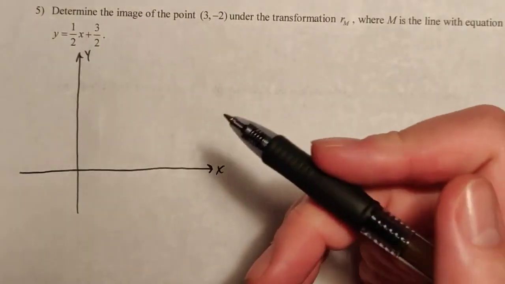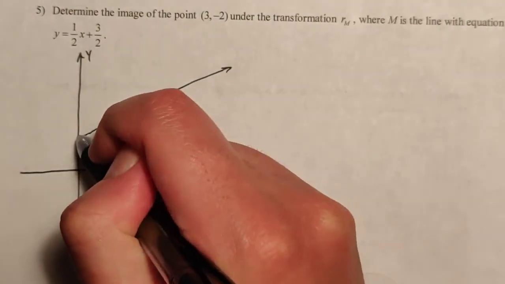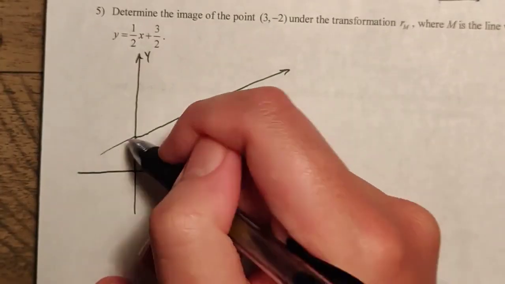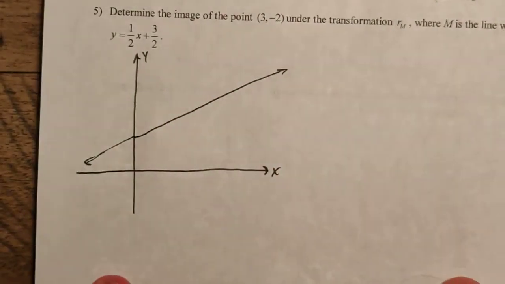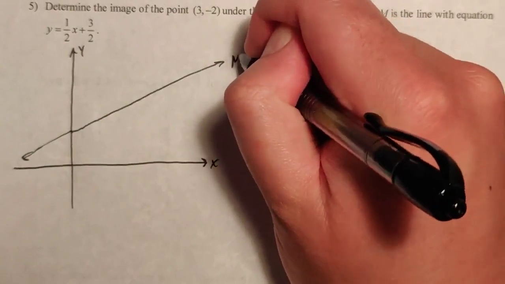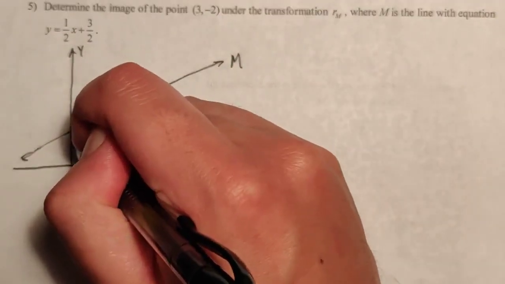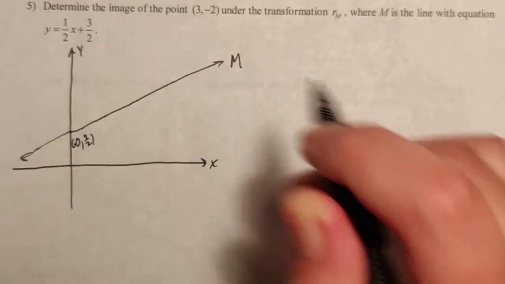This line y equals 1/2 x plus 3/2 is going to go something like this. So I'm going to sketch that line like so. This is going to be our black line, okay? There we are. So we know that this is M. It has a slope of 1/2 and passes through the point (0, 3/2). So I'm going to label that here.